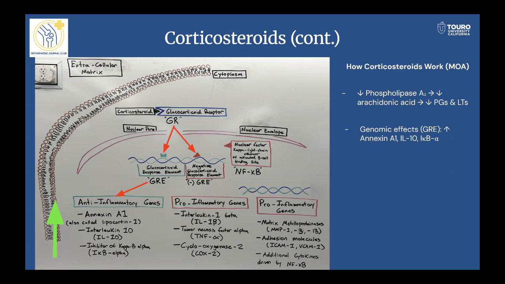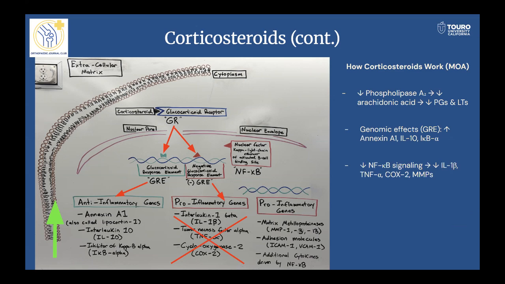The same complex can also bind to a negative glucocorticoid response element on another part of the genome, which turns off the transcription factor for some pro-inflammatory mediators such as interleukin 1 beta, tumor necrosis factor alpha, and cyclooxygenase 2. So together, these dual genomic effects, activation of anti-inflammatory genes and repression of pro-inflammatory genes, create a really powerful local shutdown of the inflammatory cascade and reinforce the enzymatic blockade.